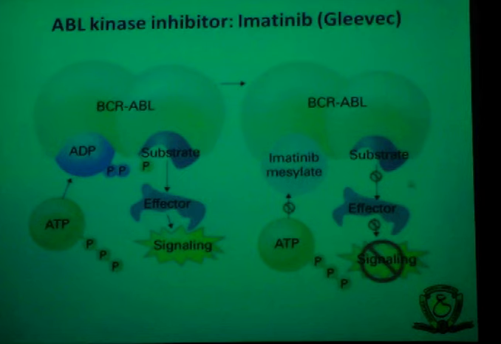So it is called an ATP competitive inhibitor, because it competes with ATP to bind the activation site, because of which it won't allow ATP to sit inside. So the activity of the protein is stopped. It can't phosphorylate its substrate. It can't activate the signaling pathways that are important for survival and proliferation of myeloid cells.